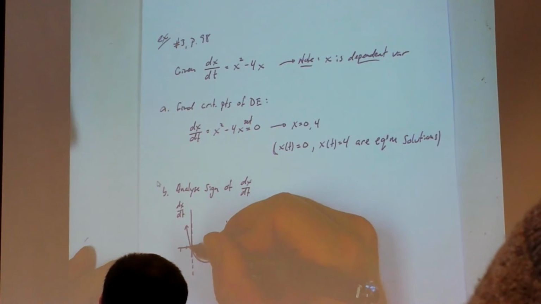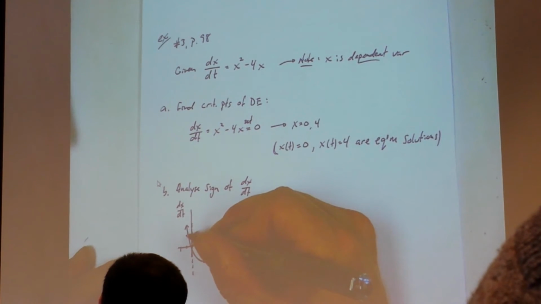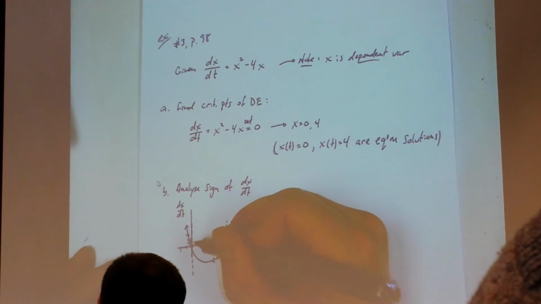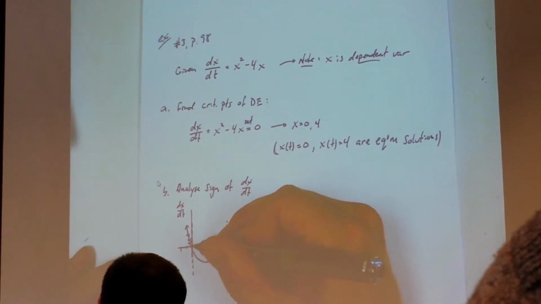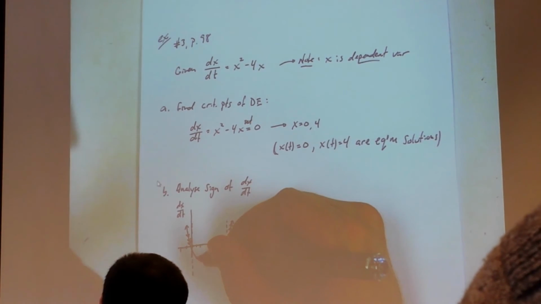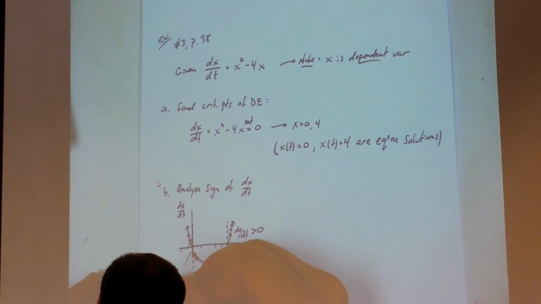If we have values just less than 0, dx/dt is positive. If x is less than 0 and dx/dt is positive, that means the x values are increasing towards 0. And here, x is greater than 0 but dx/dt is negative. That means the x values are decreasing back towards 0. So that's going to be a stable equilibrium.